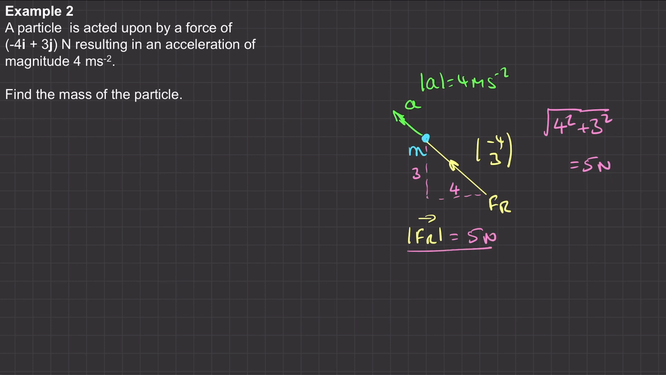So now we can use the formula. Force equals ma. So 5 will equal the mass times the acceleration of 4. So the mass will equal 5 over 4, or 1.25 kilograms. Okay? Let's move on to question 3.